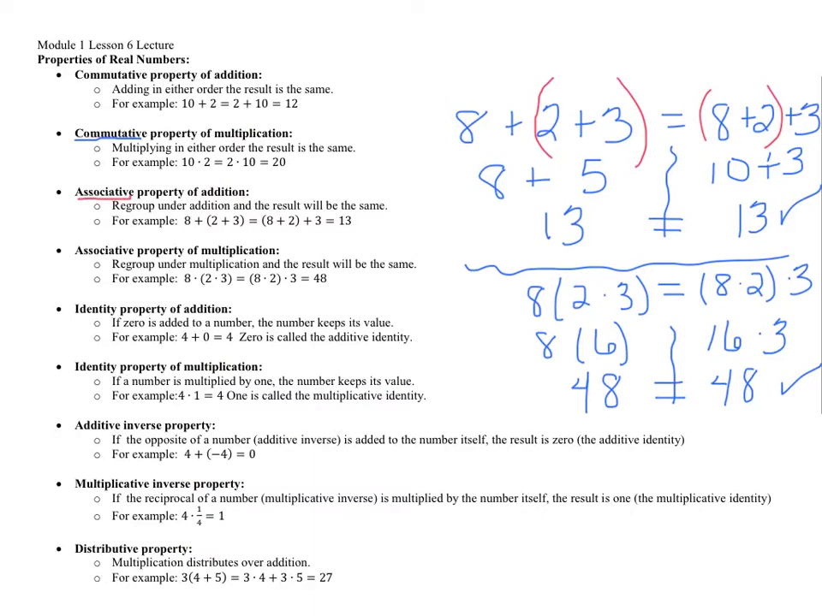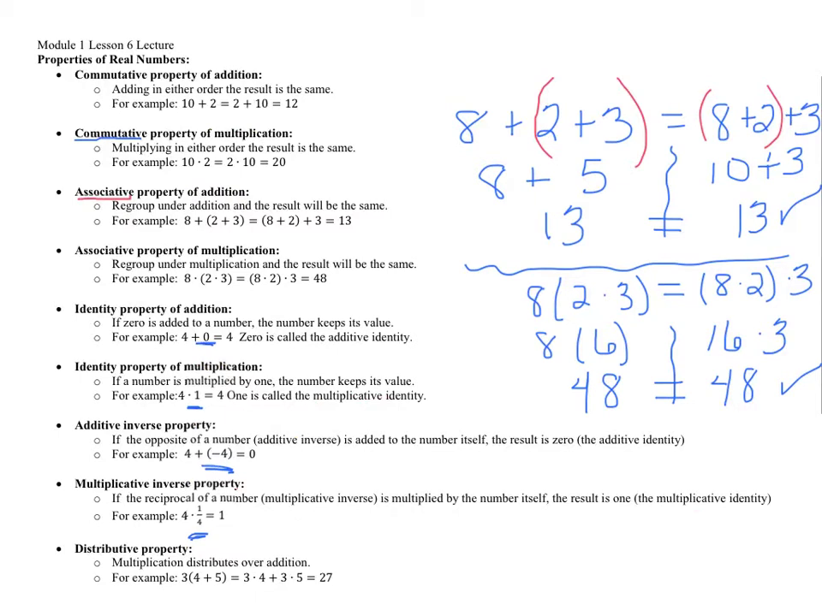To keep the identity and inverse properties straight, I always think about what it is I'm working with. For the identity property, I'm adding 0 or multiplying by 1, which is the identity. Whereas for the inverse property, I'm adding the opposite or multiplying by the reciprocal, which is the inverse.